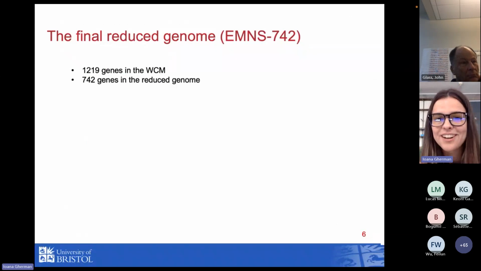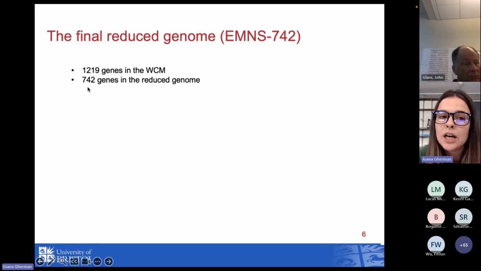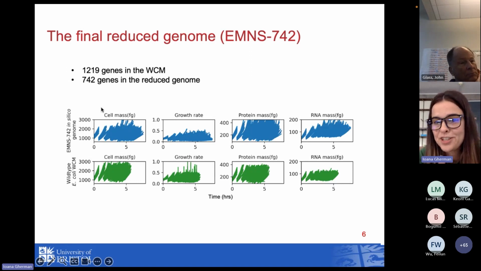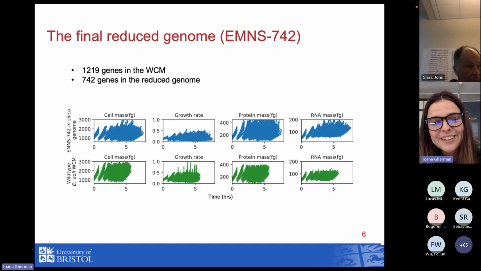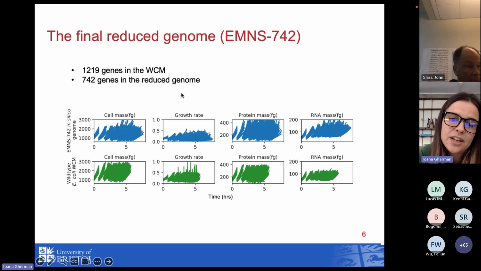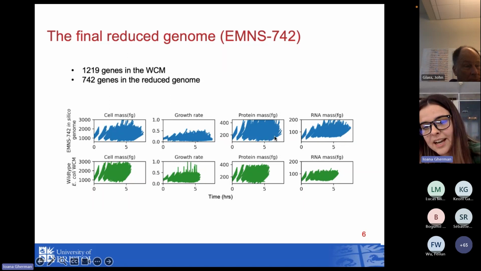So after we finished running all the simulations, which were around 20,000, we obtained a reduced genome. From 1,219 genes in the whole-cell model, we reduced it to 742. And because of the richness of output from the whole-cell model, we were able to look at different macromolecular masses and their corresponding time series. What we see here is that the reduced genome has lower cell mass and lower growth rate. But interestingly, it has higher protein mass and higher RNA mass.